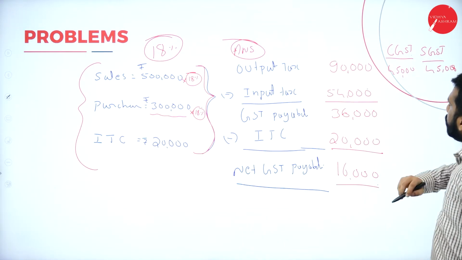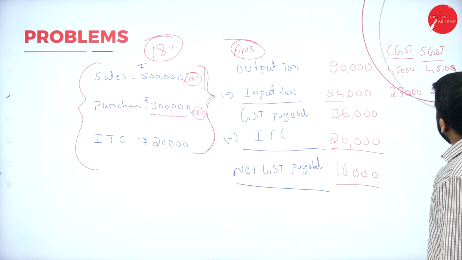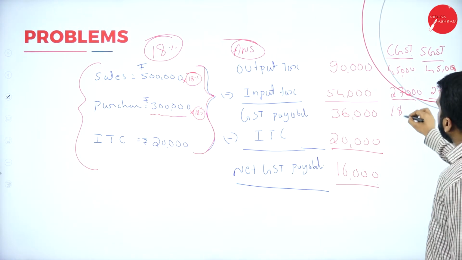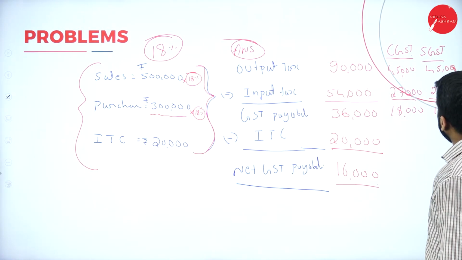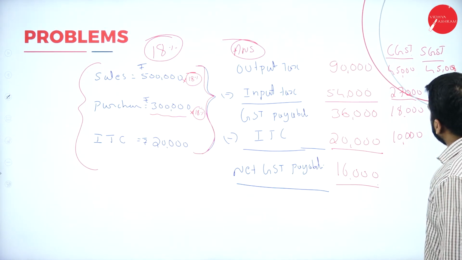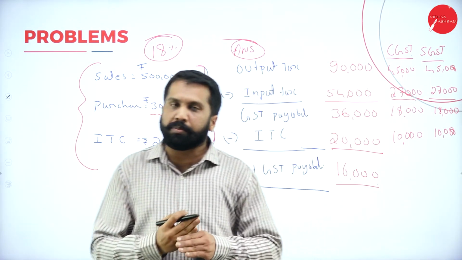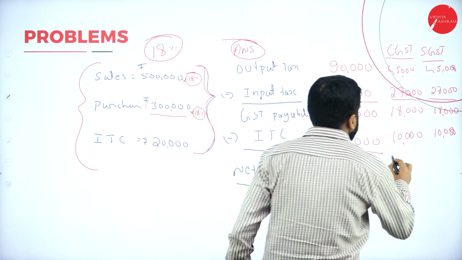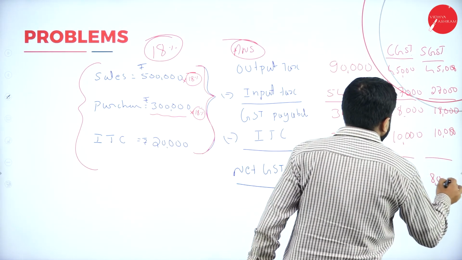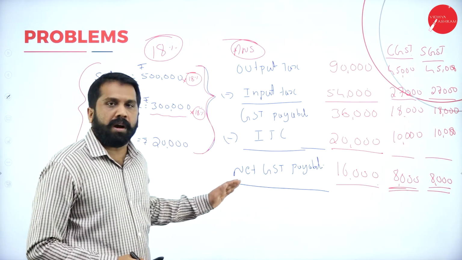Now, out of 54,000, you can make it as 27,000 and 27,000. Your answer will be like 18,000 and 18,000. Here also you are supposed to write 18,000, 18,000. And the last one, 16,000, here also make it half. So it will become 8,000 and 8,000. Hope you are clear.